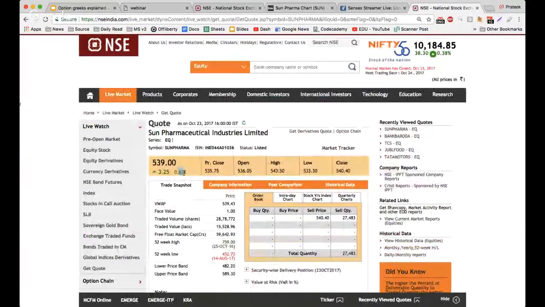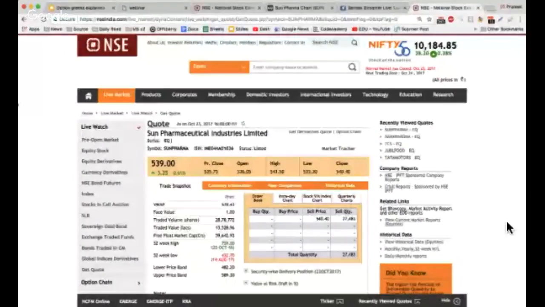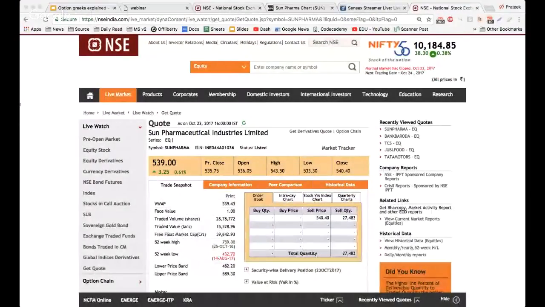If you had bought out of the money call options, any idea how much the call options would have fallen? Any guesses? 10%, 20%? Pankaj is saying trade only Nifty options. You're right, Pankaj. We covered this in the last webinar on liquidity. The only options you can actually trade are probably 6-7 stocks and Nifty. Otherwise, all of them are very illiquid.